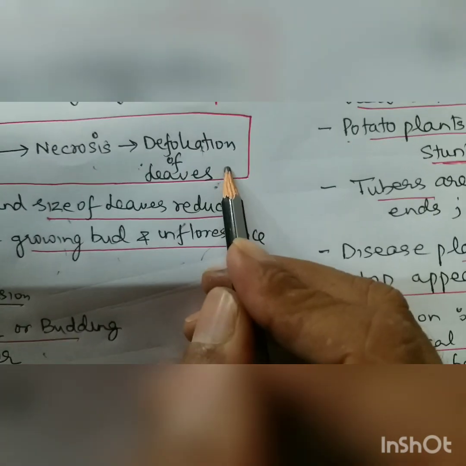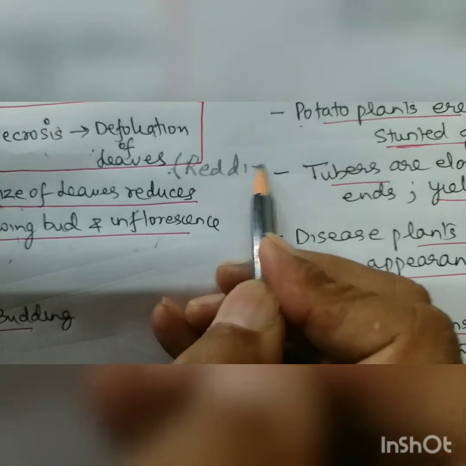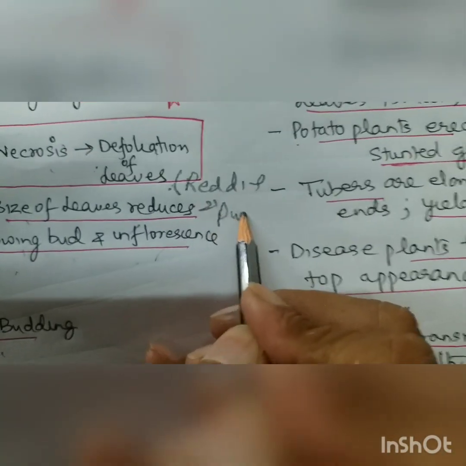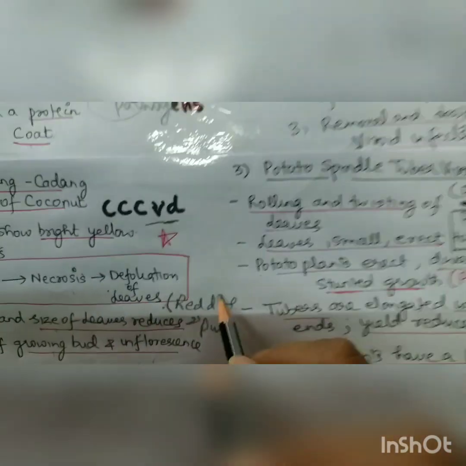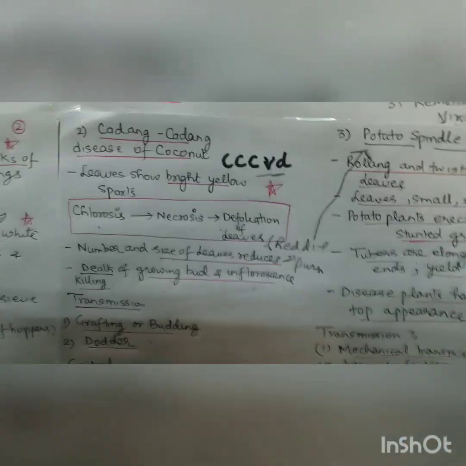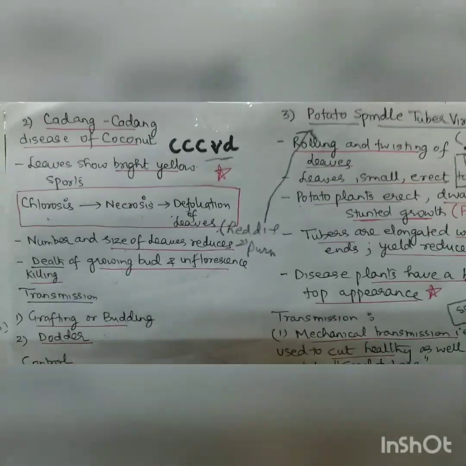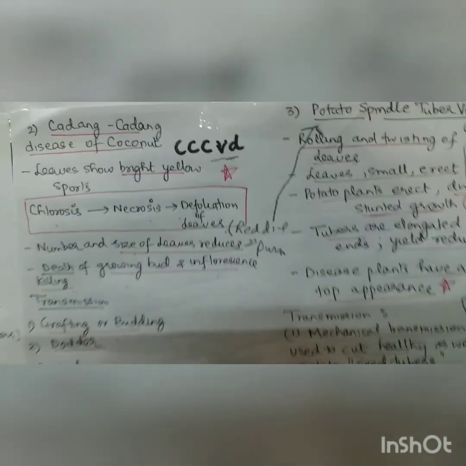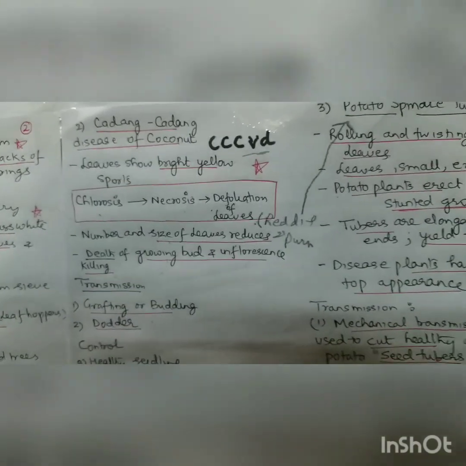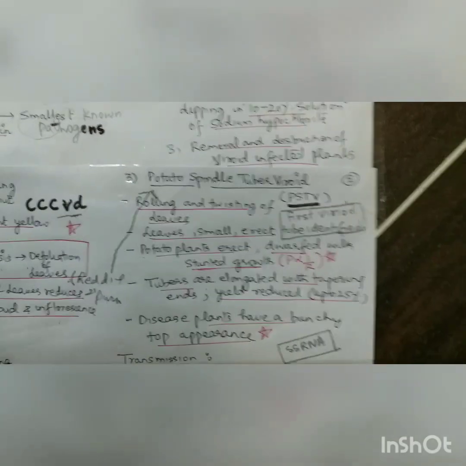After chlorosis and necrosis, the leaves show reddening and purpling. It is in the case of this. So one change which we will notice from kadang: here the chlorosis is followed by necrosis, but then there is reddening and purpling of the leaves. So these are the basic characteristics of this.